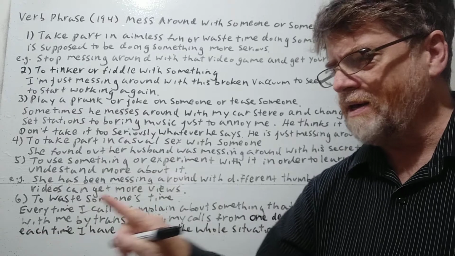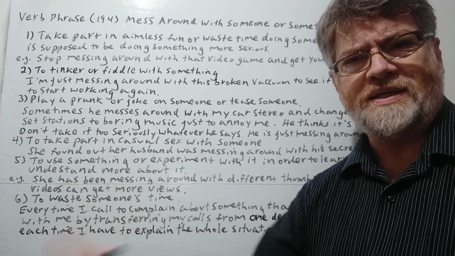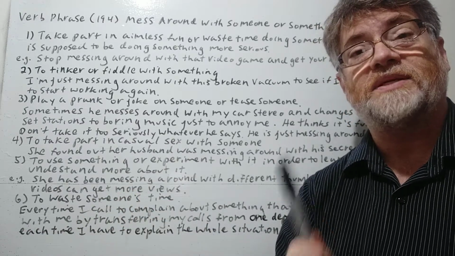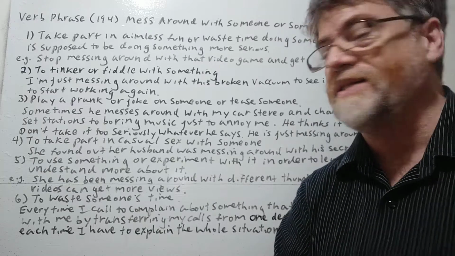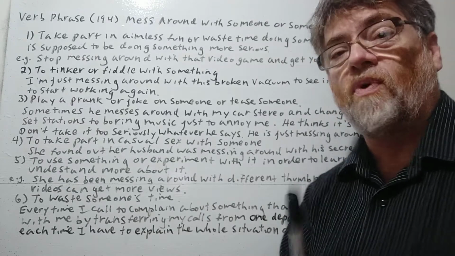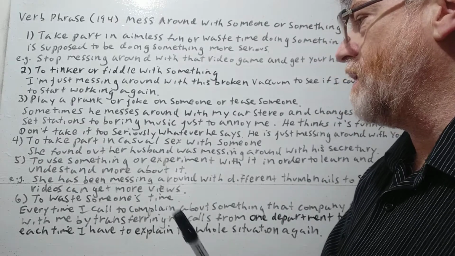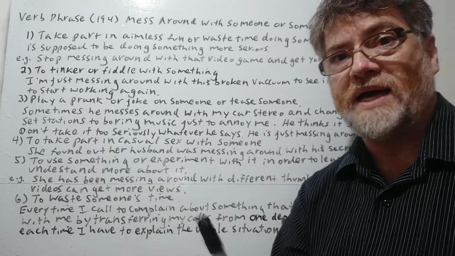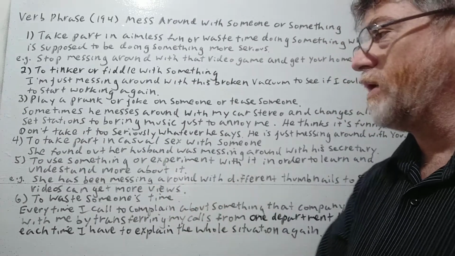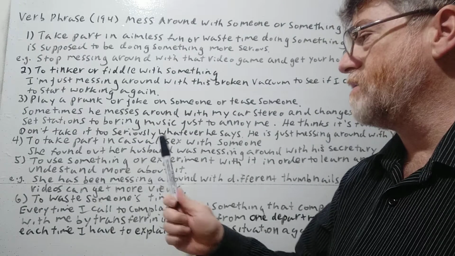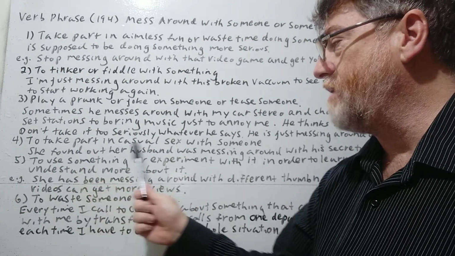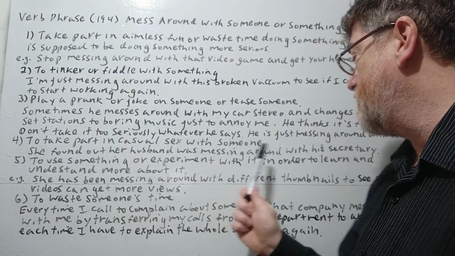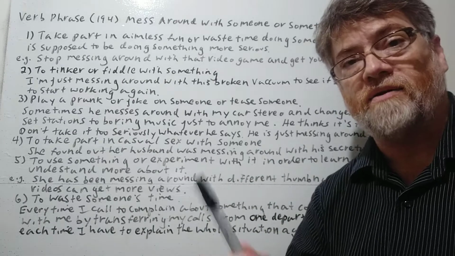So he'll be like, hey, what's wrong? What? Hey, that's not the right station. Kind of like that. So he's messing around with him in this sense. All right, number 4 here. To take part in casual sex with someone. Yeah. So here we have the example. She found out her husband was messing around with his secretary.